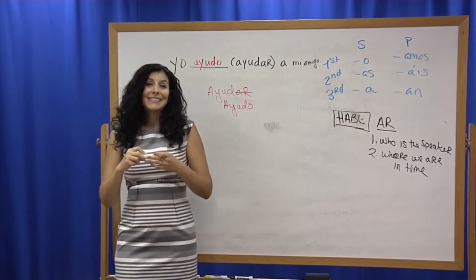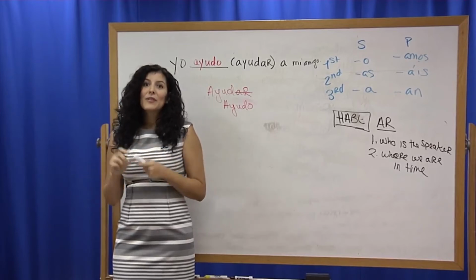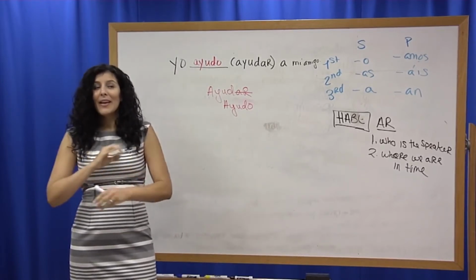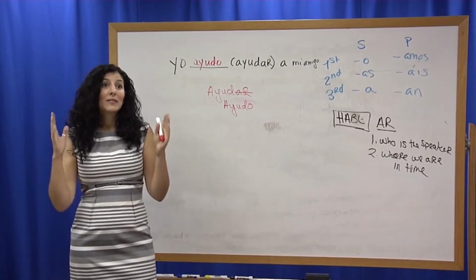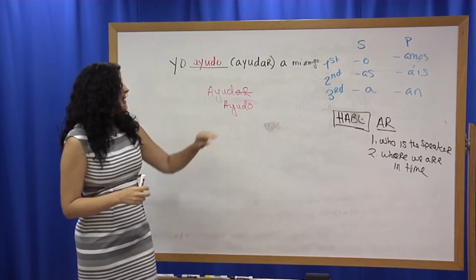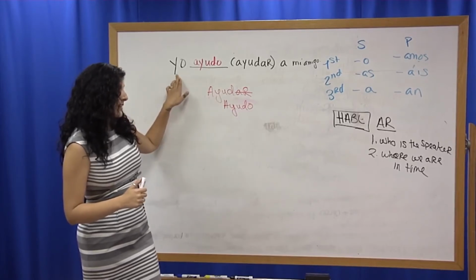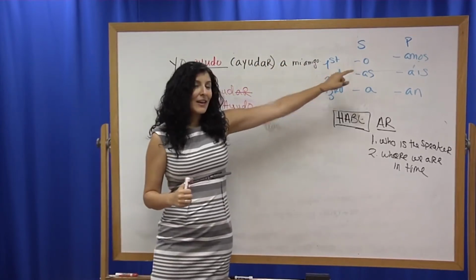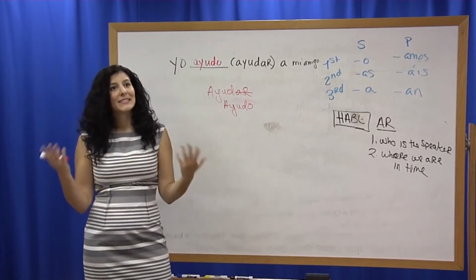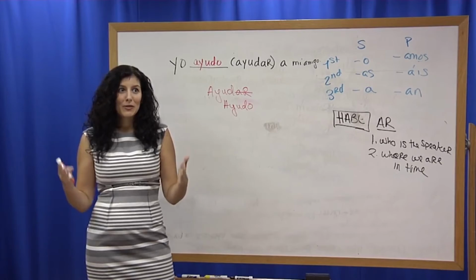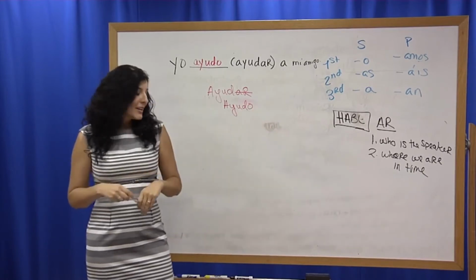We can do exactly that with every single AR regular present tense verb that we have. We can follow that exact same formula. We can take off the infinitive, we can find who's speaking, find the ending, and then just put it together. That's exactly how you conjugate any regular present tense verb, whether it be AR, ER, or IR.